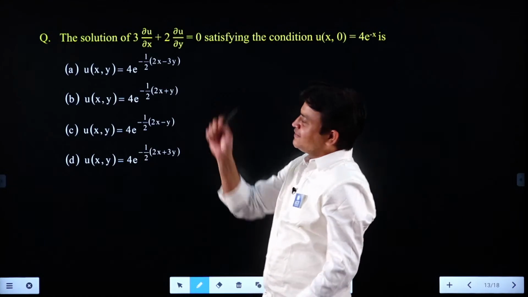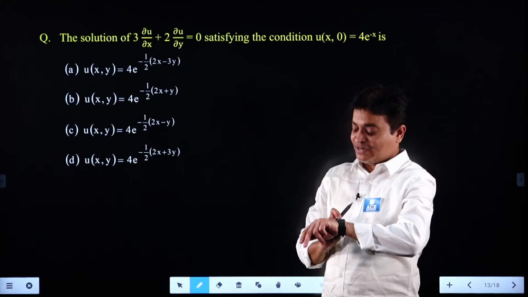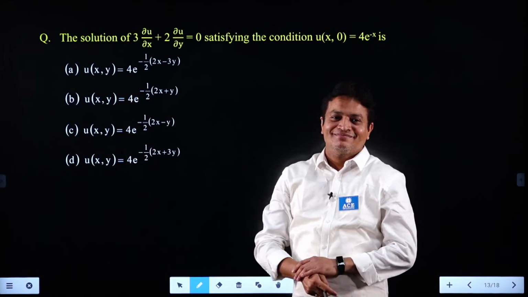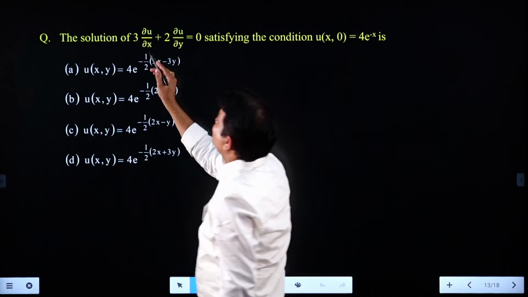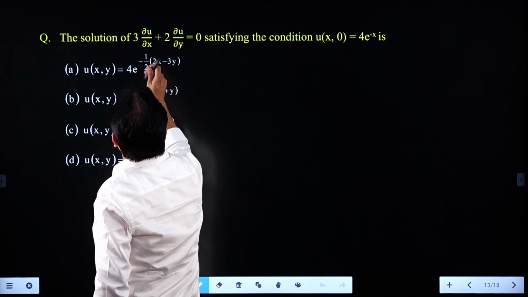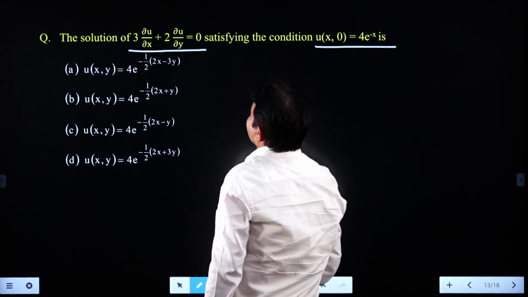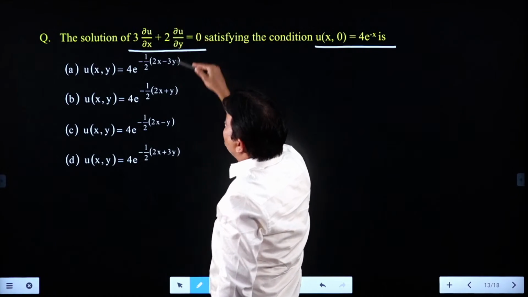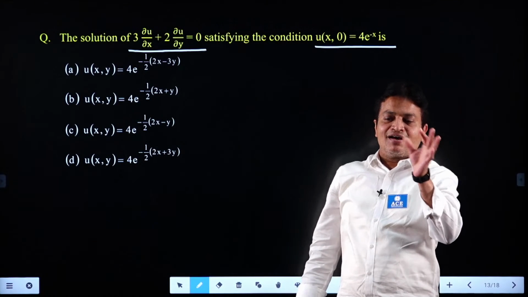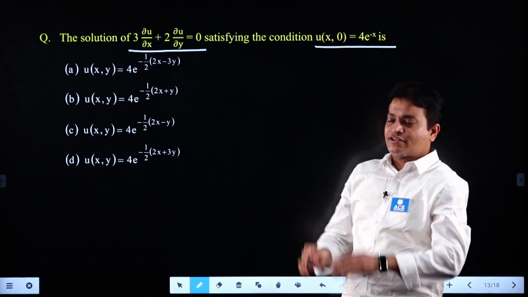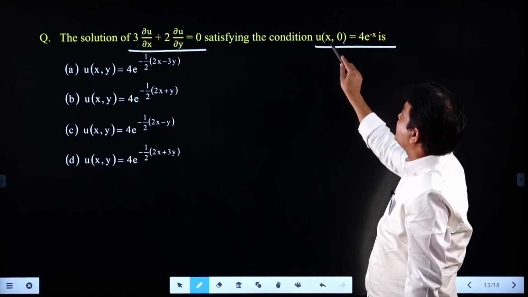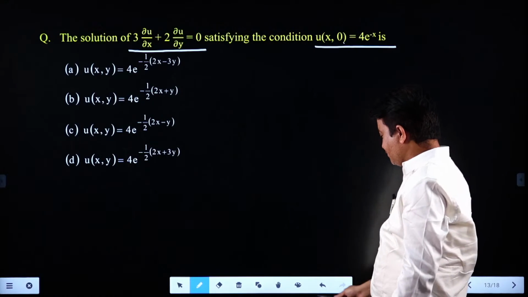What is the solution of this equation? This is a wonderful model. You know, 3 ∂u/∂x + 2 ∂u/∂y = 0 satisfying this condition. Here ∂u/∂x, ∂u/∂y, u depending on x and y, that means u of x comma y. Here the condition at y equal to 0 is given.